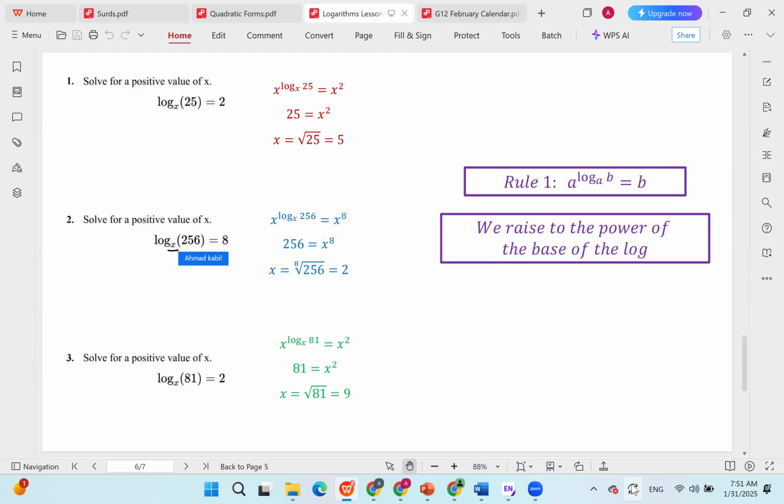So again, the base here is x. We raise both sides to the base of x, I mean. So we have x as a base on both sides, and we cancel these out. We end up with 256 equals x power 8. I will use the fraction technique where I will just raise both sides to the power of 1 over 8, and these will cancel out, and we end up with x equals 256 to the power of 1 over 8, which gives us 2. Of course, you could have used the root as well.